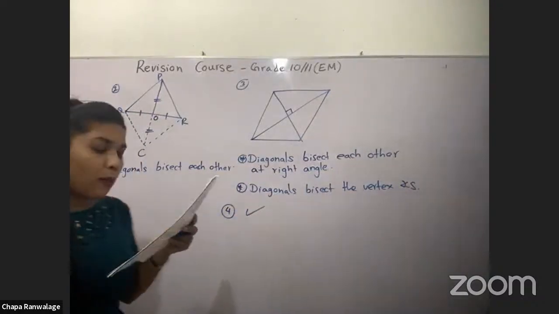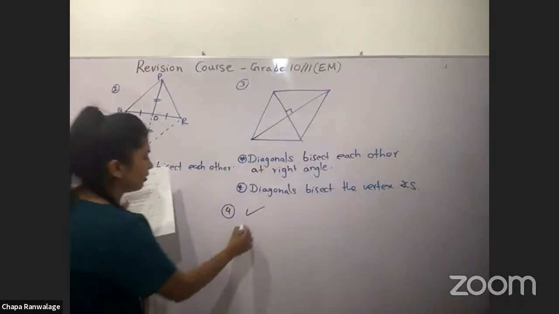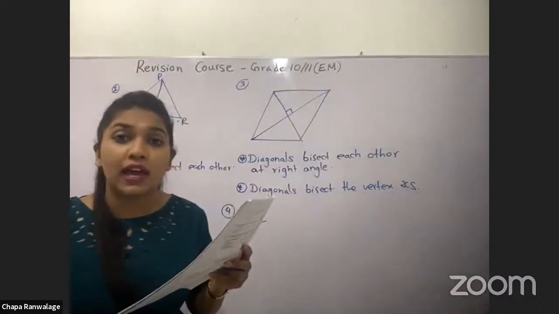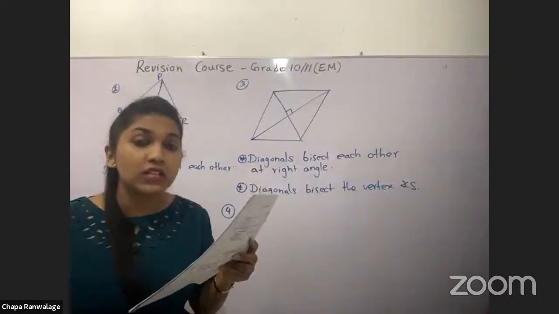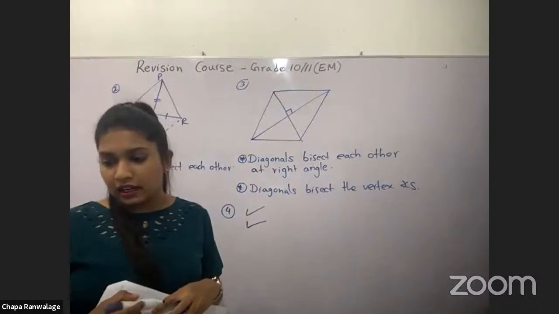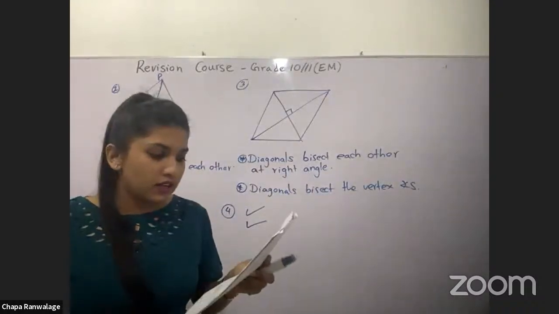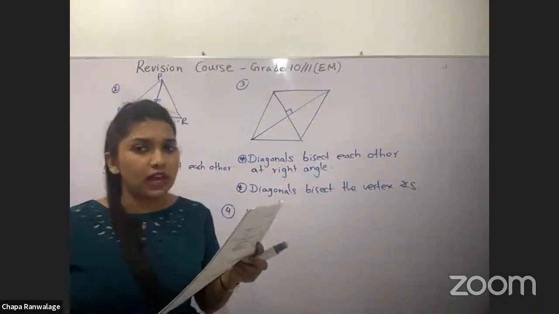In the parallelogram, opposite angles are equal. Simple case. Opposite angles are equal. That one also correct. The area of the parallelogram is bisected by each diagonal. What do you think? The area bisected by each diagonal. Is it correct or wrong?